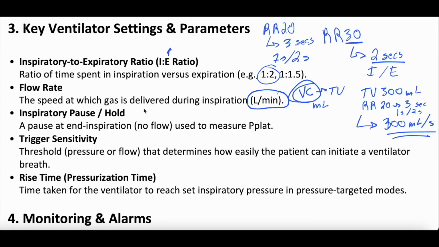Inspiratory pause or inspiratory hold. This is how you get the plateau pressure. It's a button on the ventilator. It essentially gives a breath and then pauses, so there's no flow. We talked about that already.